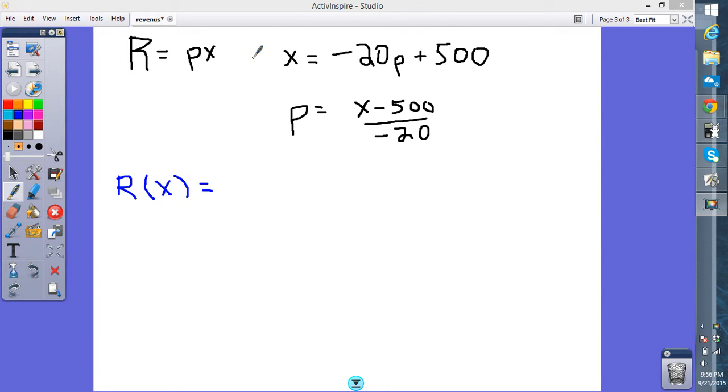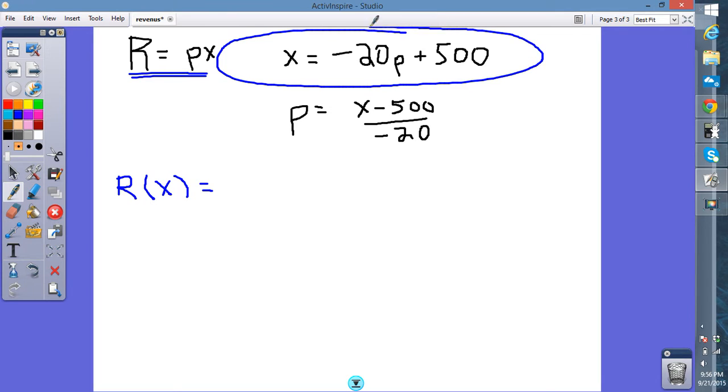Now, here's my understanding of how this problem should work. We've already discussed that revenue is equal to price times quantity. That's the way they defined it in your book, which makes sense. Revenue is how many items you sold times the price of each item. So they gave you an equation for quantity as it relates to price. This was one of the examples in the book.